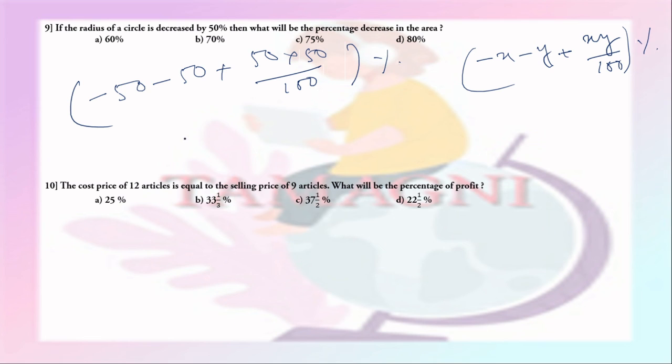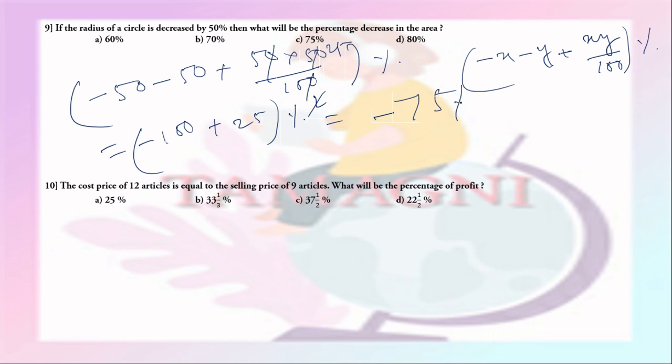This will give the percentage decrement of the area. So minus 100 plus 25%, which is equal to minus 75%. That means 75% of the area will decrease. So option C is the right answer.